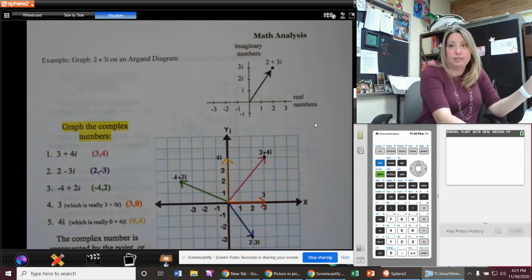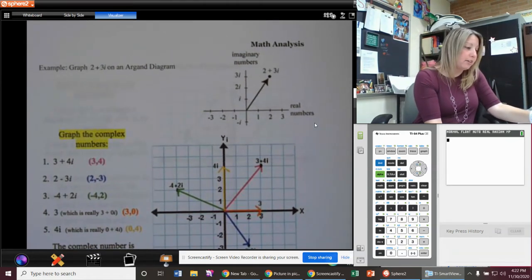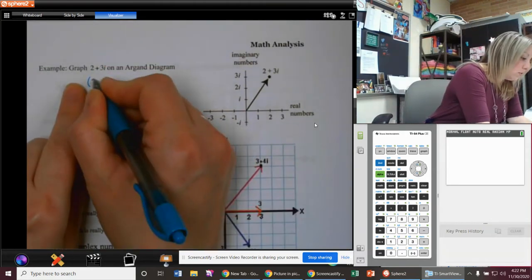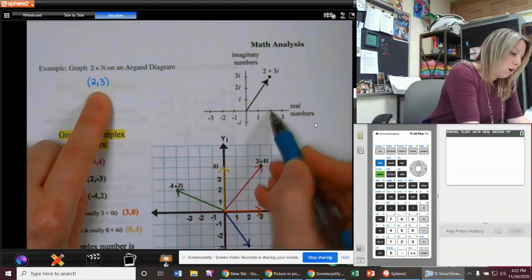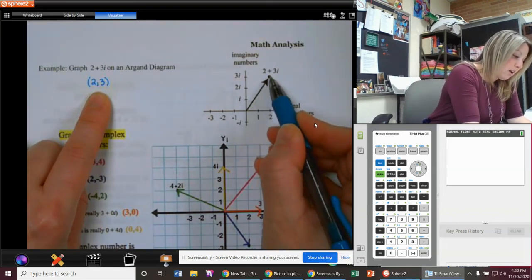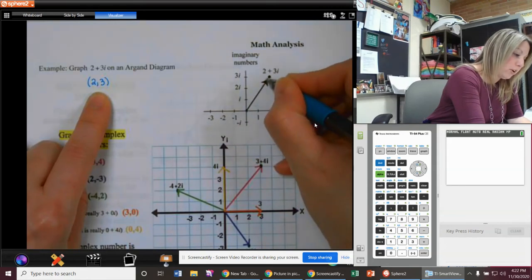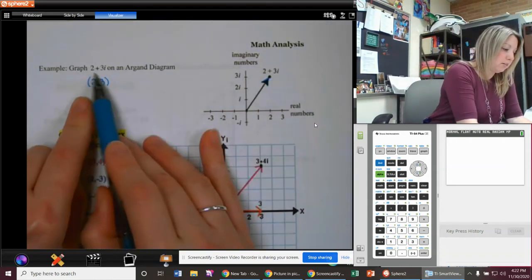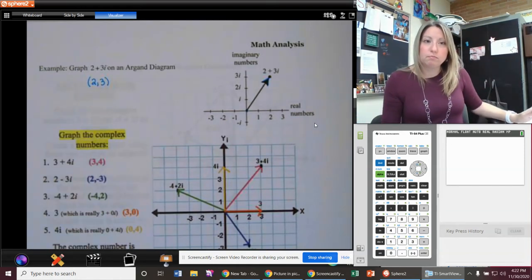If I were asking you to graph 2 plus 3i on an Argand diagram, that is what you would do. 2, 3 would be the point you graph: 1, 2, up, 1, 2, 3. And then you draw that vector from the origin out to the point and then put the arrow. Now label 2 plus 3i right on the graph. That's what we're doing.